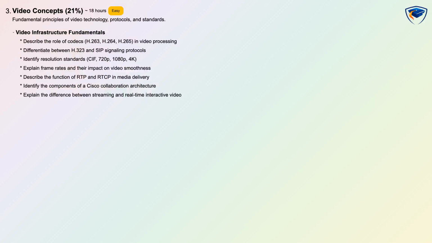The syllabus covers signaling protocols where you will differentiate H.323 and SIP, and it explains RTP and RTCP roles in media delivery, resolution standards from CIF to 4K, and frame rates that affect smoothness. By studying these concepts you will be able to select appropriate codec and transport behaviors and to explain the difference between streaming and real-time interactive video.